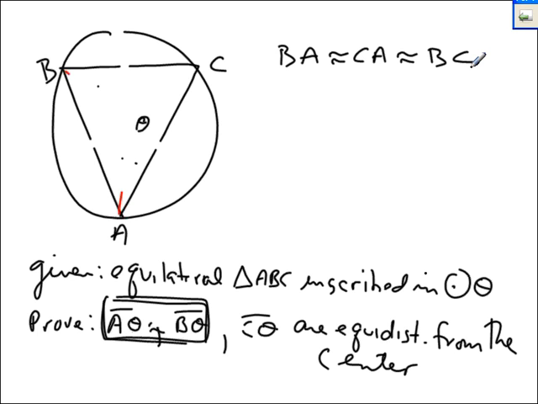What I want to show is that AB and BC and AC, they're all the same distance from the center. That is what I want to show.